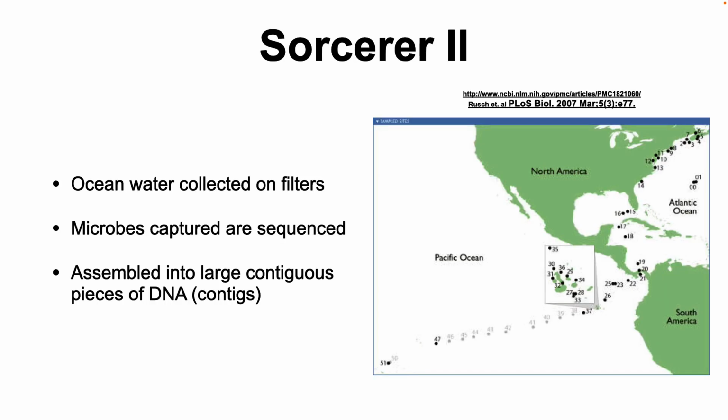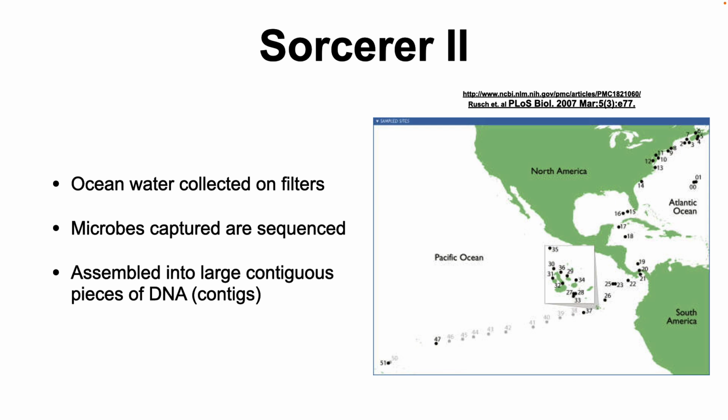Beginning in the first decade of the 21st century, scientists began a cataloging of the Earth's oceans, using the tools of molecular microbial ecology to characterize the Earth's oceans. In the second expedition, called Sorcerer II, ocean water was collected on filters and the microbes were captured. All of the DNA was sequenced, so they were doing metagenomics, not amplicon sequencing, and assembled into large pieces of DNA called contigs. In other words, the sequence was all contiguous, right?